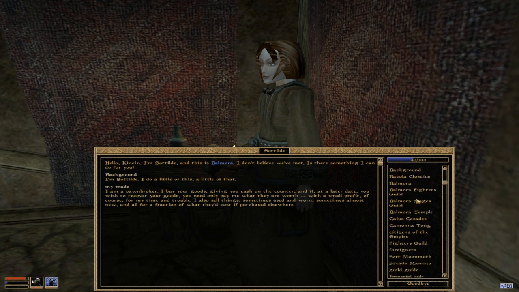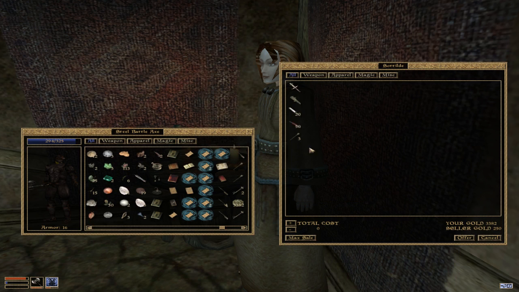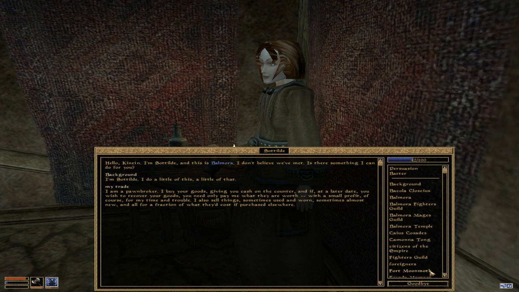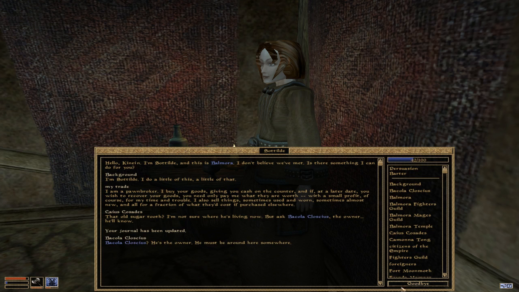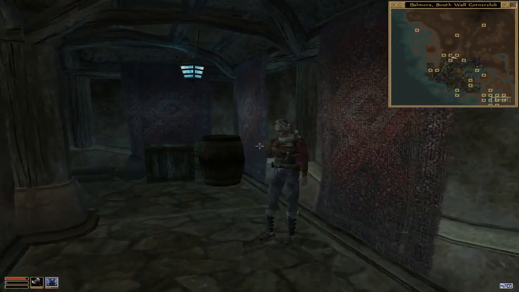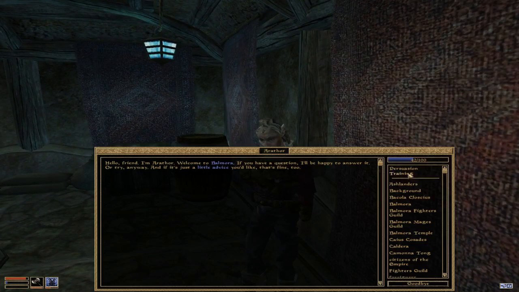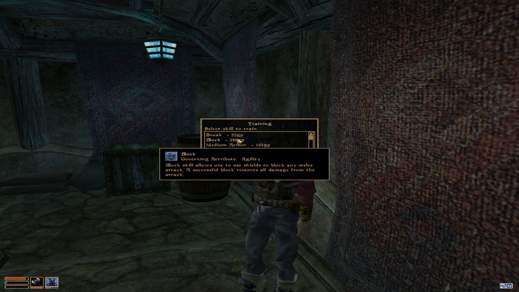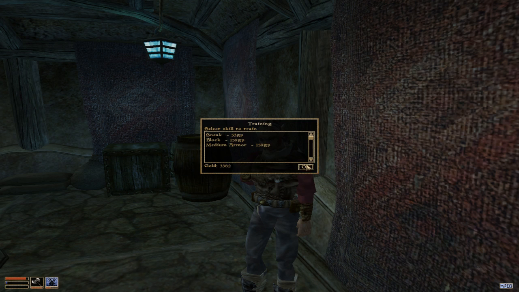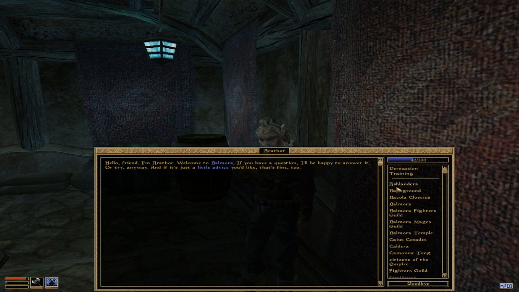Okay, so that doesn't matter. It's just a small trader. Here's Cassades. Sugar tooth, I'm not sure where he's living now, but ask Bakola Klossus, the owner. He'll know. Okay, Aretha? Training. What can you train me? Nothing of particular interest.